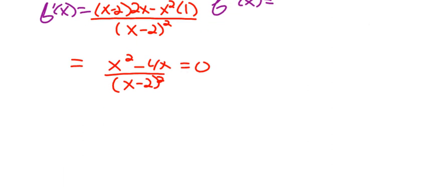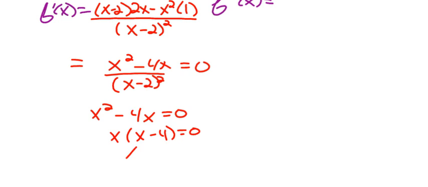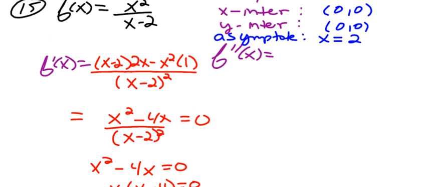I'm going to set this equal to 0 to find my critical points. When I set this equal to 0, I end up with x squared minus 4x equals 0. By the zero product property, I see that 0 and 4 are my critical points. From here, I'm going to go ahead and do the second derivative.